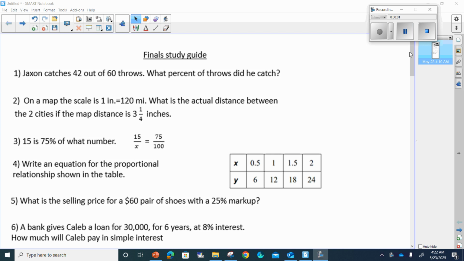My seventh grade students, let's go ahead and get ready for our final study guide. Number one, we see that Jason catches 42 out of 60 throws. What percent of throws did he catch? Let's go ahead and start getting our writing tools ready.